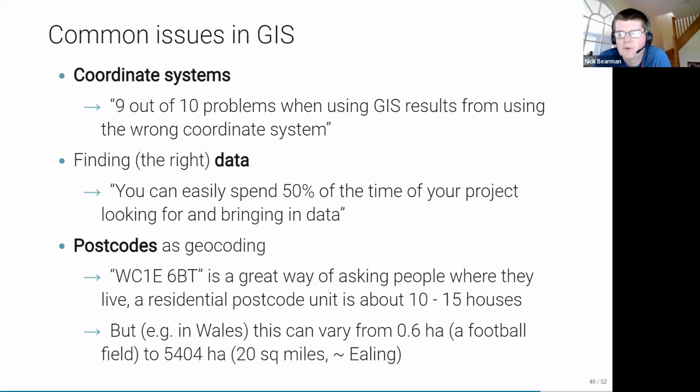So I wanted to mention in passing some common issues in GIS. When people are starting out, coordinate systems can be a real problem. Nine out of ten problems when you're working with GIS data result from using the wrong coordinate system. And this applies both to people who are new to GIS and people who've been using it for several years. If you get the coordinate systems wrong, it can get very complicated very quickly. So if you get stuck, that's the thing to check. And any GIS course or book that you do will talk a lot about coordinate systems. And this is why, because it's easy to get it wrong.